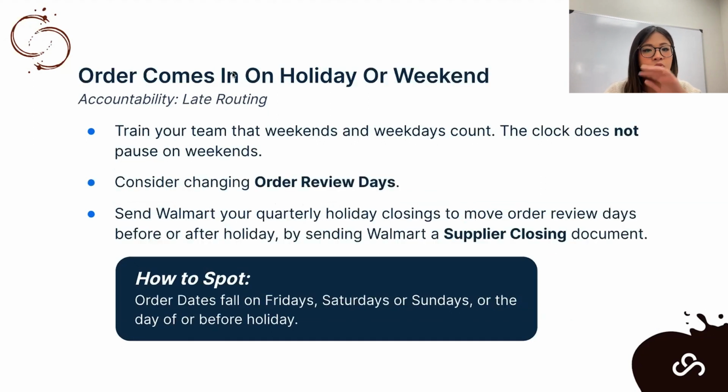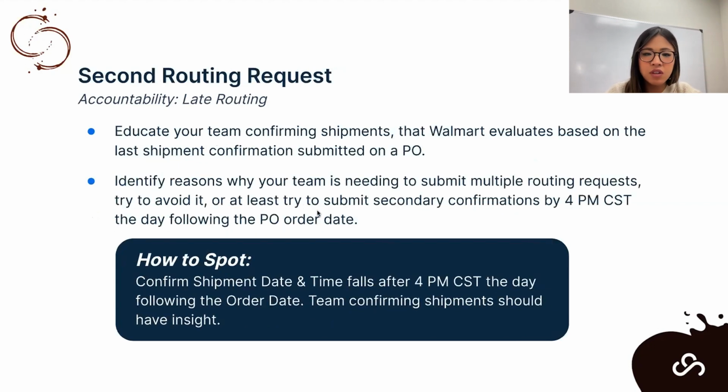Again, we talked about when an order comes in on the holiday or weekend. Remember, you can always change the order review days. So if you're seeing this problem come up a lot, really check: are you getting your orders on Fridays, Saturdays, or Sundays? That's why you can't route on time. So that's a really easy way to fix the root of this issue.